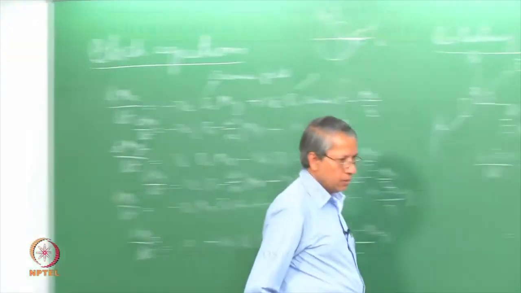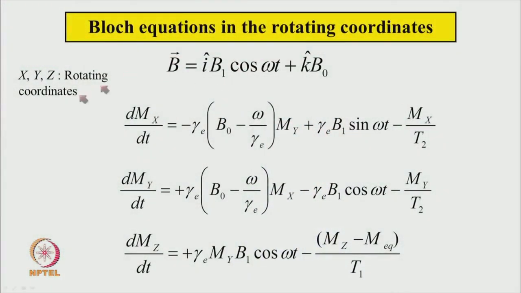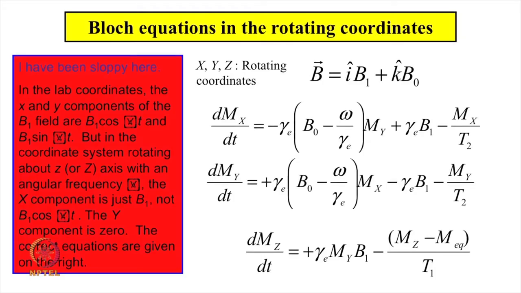So, I have got a slide here. So, now the capital X, Y and Z are the rotating coordinate system, and then now the total magnetic field appears only as the X component of the microwave, and the Zeeman field is along the Y, I am sorry, in the z direction, and then this is the change, the time dependence of the x, y and z direction.